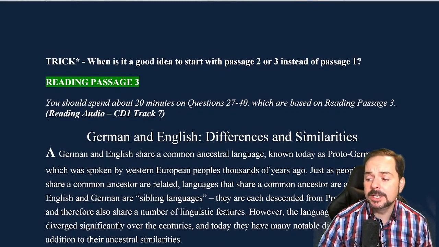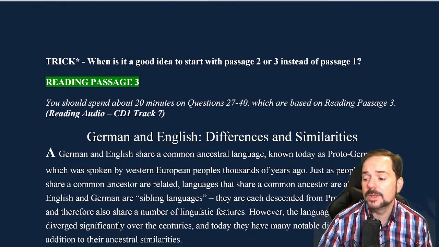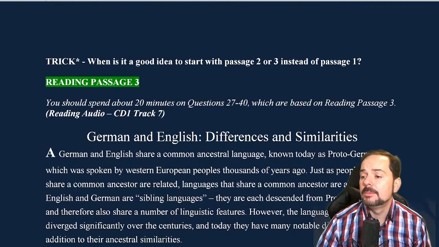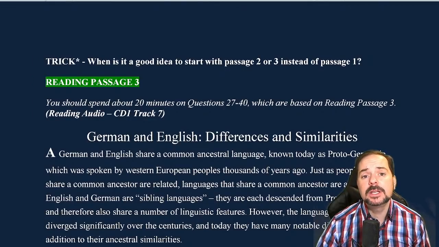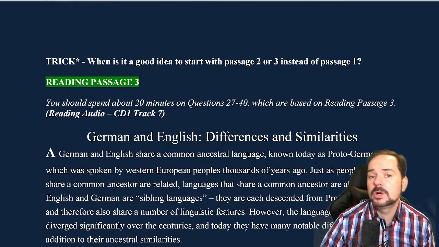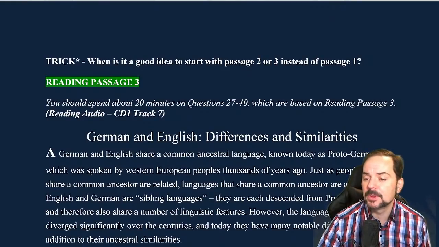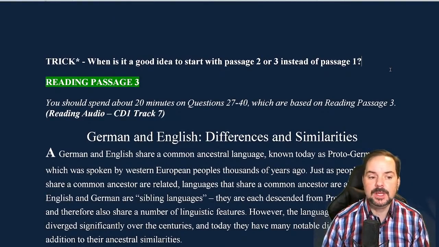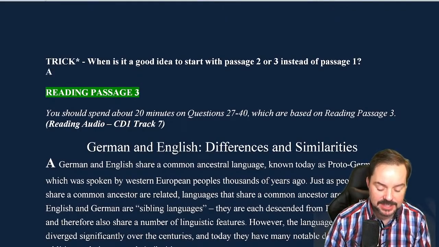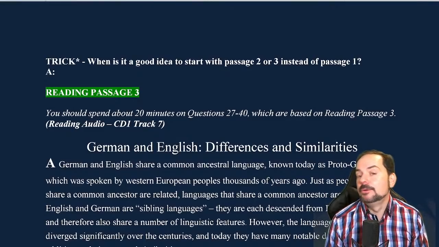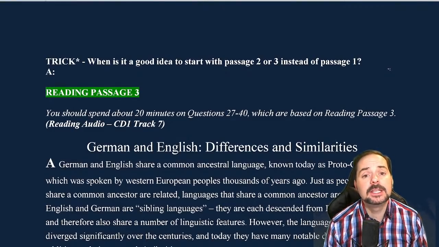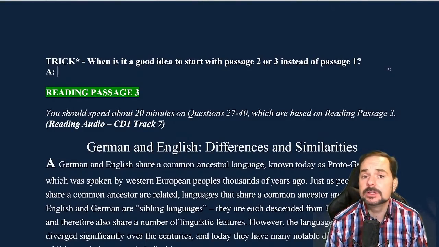Yeah, Arda, there are differences between the passages, and I'll explain what that is in just a moment. Let's see if anybody can answer this question. You should start with passage 1 in most situations, but sometimes you want to start with passage 2 or passage 3. Anybody know when that is? There's kind of a simple answer to this, and if you know it, it makes sense. If you don't, then you can get surprised.